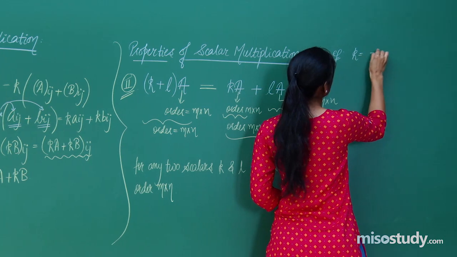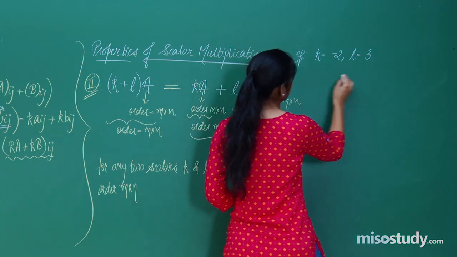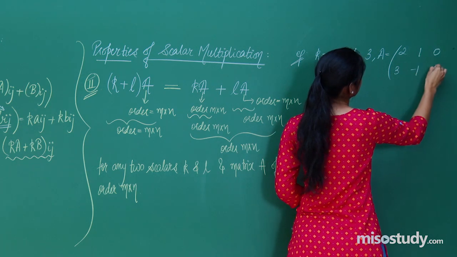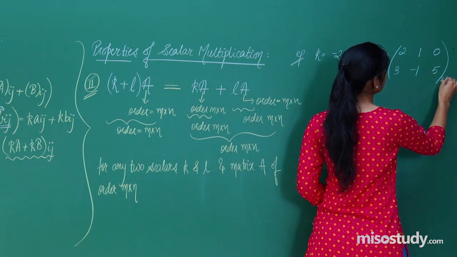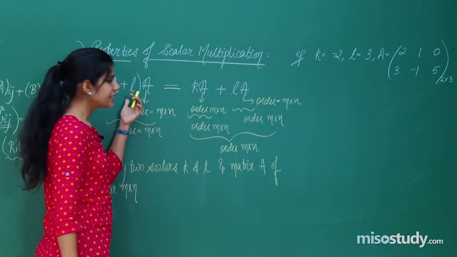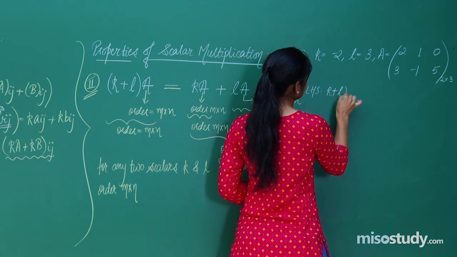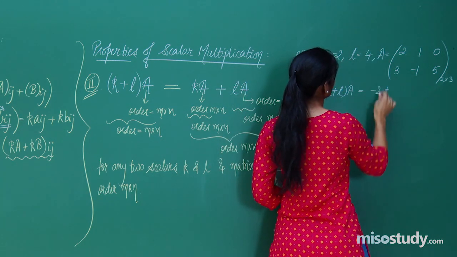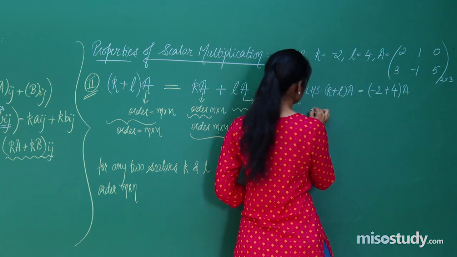If I take K to be say -2 and L to be say 3, let me take matrix A to be 2, 1, 0, 3, -1, 5. This is a matrix of order 2 cross 3, 2 rows and 3 columns. What is K plus L times A? Let's see. LHS: K plus L times A. K is -2. Let me not take this 3, let me take it as 4. K plus L is -2 plus 4 times A, which is 2 times A.